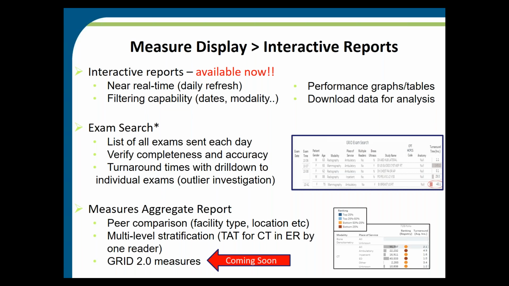In the measures aggregate report, this is more of what you're used to now in the quarterly reports, where it's a peer-to-peer comparison by the facility type, like academic facility, cancer hospital, etc., by your location, region. And you can see how you perform on mostly right now the turnaround time measures. There will be further stratification here, in that you can do two-level. You can do both the place of service and the number of readers. In the quarterly report, it's only one. It's turnaround time in the ER or turnaround time by one reader. The interactive reports will allow you to do turnaround time in the ER by one reader. So that second level of stratification can be done.